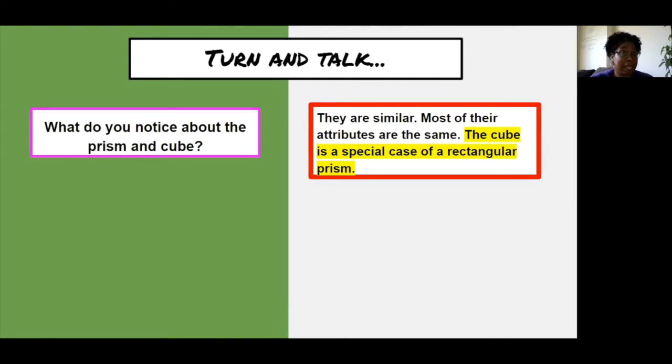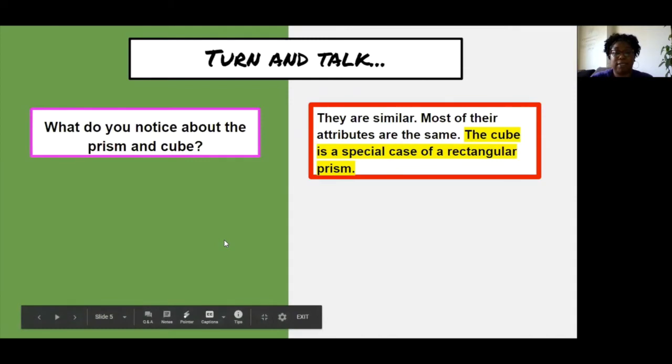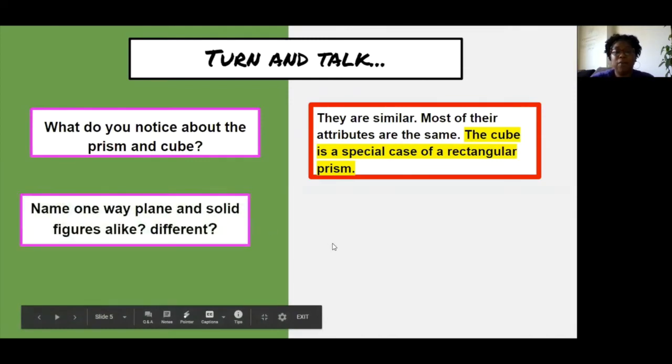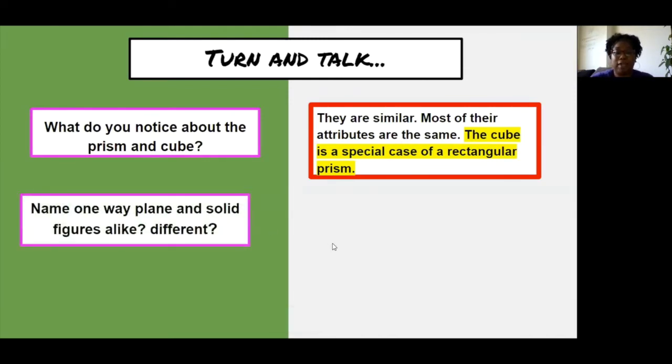They have the same number of faces, the same number of vertices, the same number of edges. Okay, so the cube is a special case of a rectangular prism. Next, name one way plane and solid figures are alike and one way they are different.